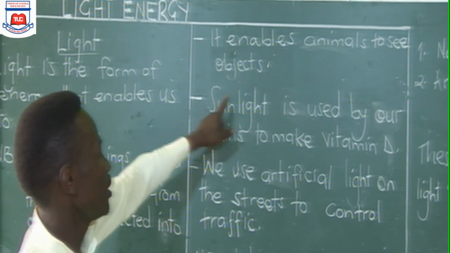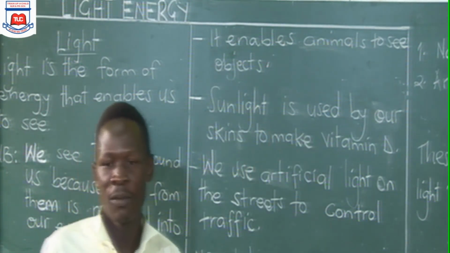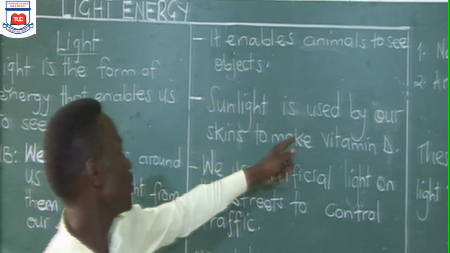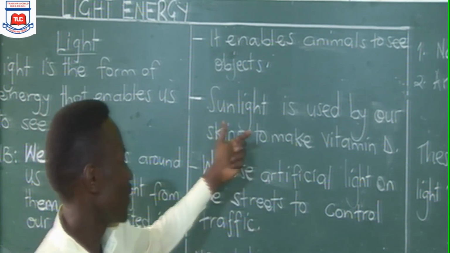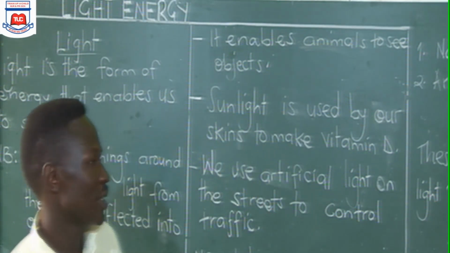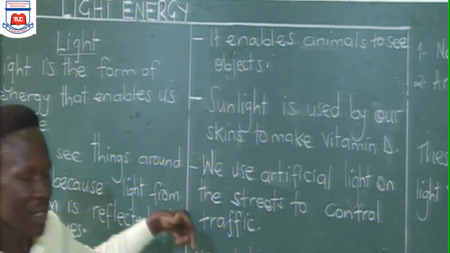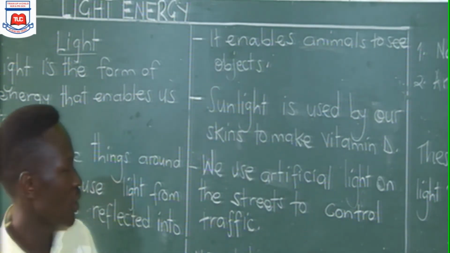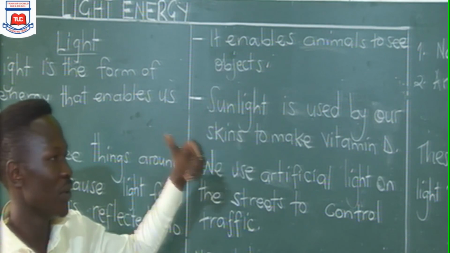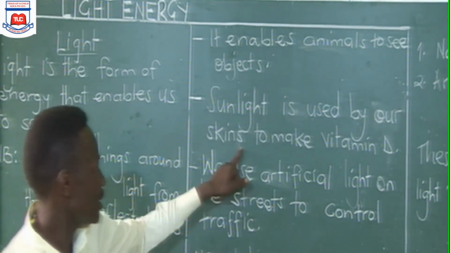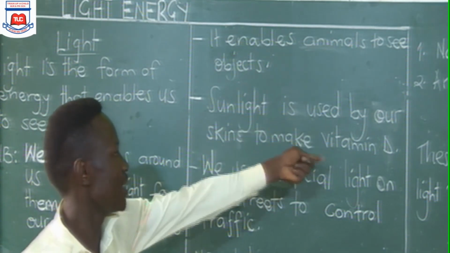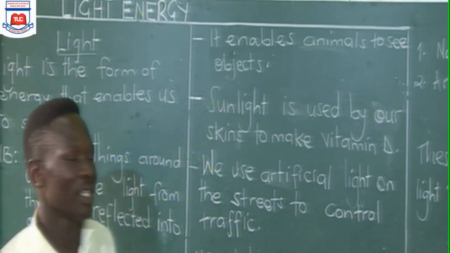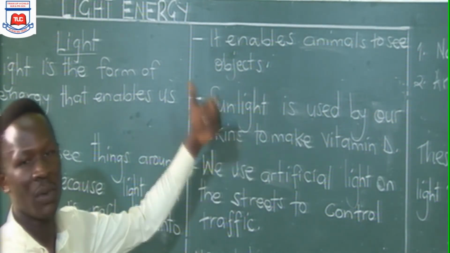We also went ahead and said sunlight is used by our skins to make vitamin D. The light from the sun, which is called sunlight, is used by the skin of human beings to make vitamin D. And we all know that vitamin D is very important in our bodies. How is it important? Vitamin D prevents what we call rickets, and rickets is a deficiency disease. So light from the sun is used by the skin to make vitamin D, and this vitamin is very important in our bodies. It prevents rickets.